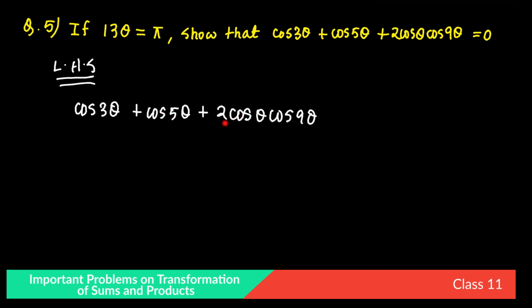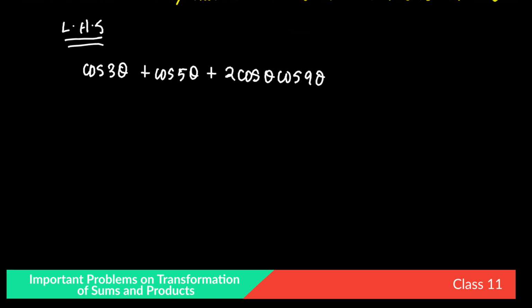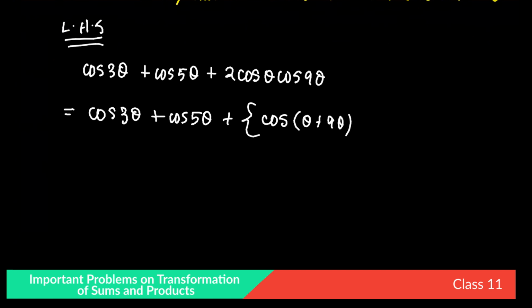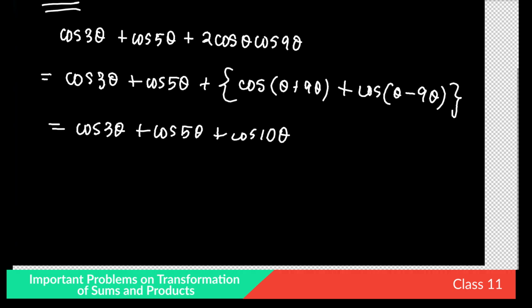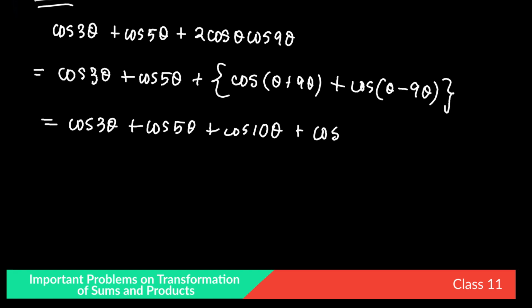Now in the last term, if we see, it is in the form of 2 cos A cos B. So cos 3 theta plus cos 5 theta, as ever, will remain the same, plus now it will become what? It is 2 cos A cos B form, which means cos A plus B plus cos A minus B. So it is cos 3 theta plus cos 5 theta plus cos 10 theta plus cos of minus 8 theta. So it is cos 8 theta.